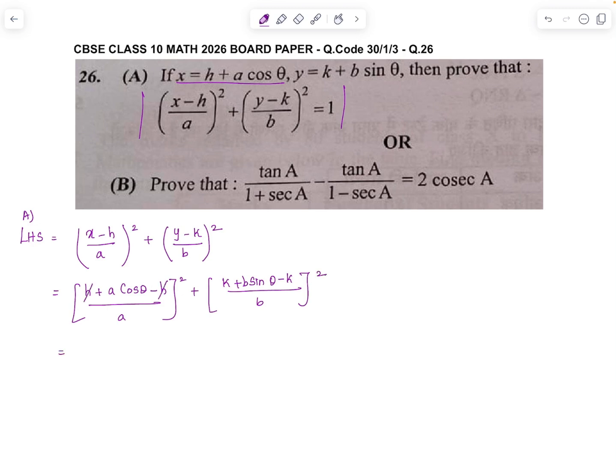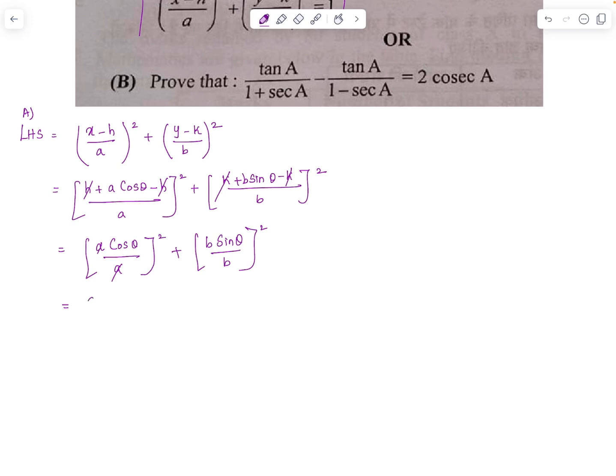h and minus h get cancelled. a cos theta upon a the whole square, plus k and minus k get cancelled, leaving behind b sin theta upon b the whole square. a gets cancelled, so cos square theta plus, b gets cancelled, sin square theta. Cos square theta plus sin square theta is equal to 1, which is the RHS of the statement. So hence proved.